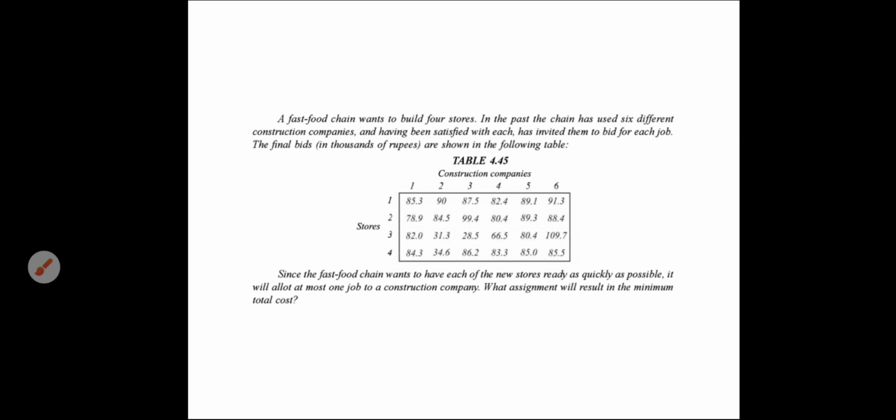But is it square? It is not square. 4 rows are there and 6 columns are there. The first step is to make it square. To make it square, you have to consider dummy rows. And how many dummy rows are required? 2 dummy rows are required. So prepare a square matrix.